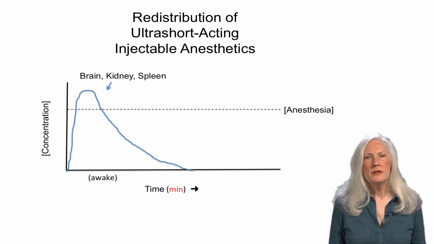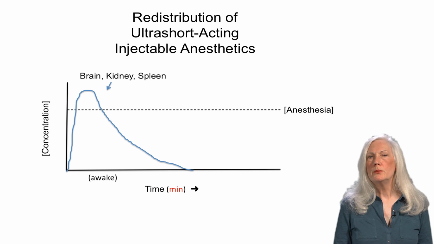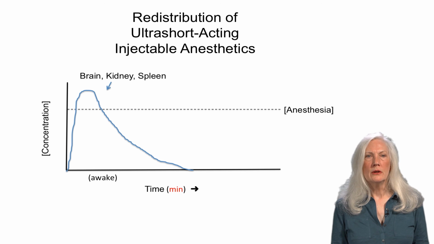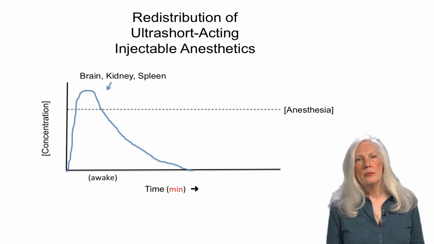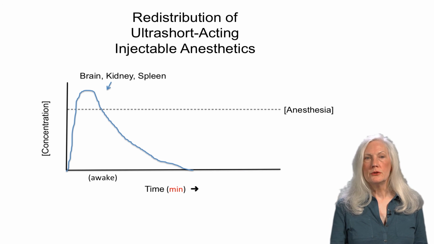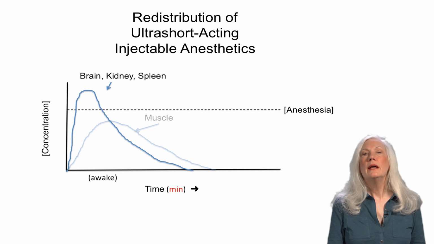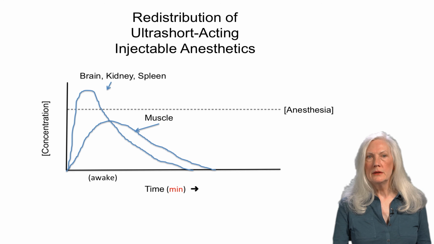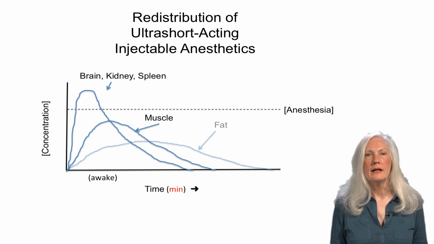This describes the distribution and redistribution of an ultra-short-acting compound after an IV injection at time 0. The drug is taken up quickly by the brain, kidney, and spleen. Once the drug is maximally distributed to the brain, it continues to increase in the muscle and to a lesser extent and more slowly into fat.